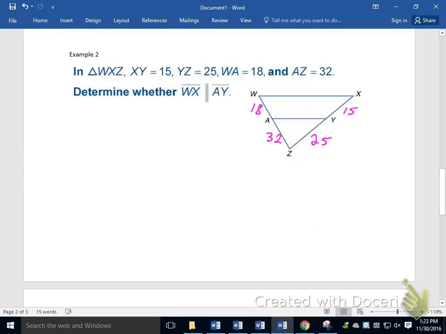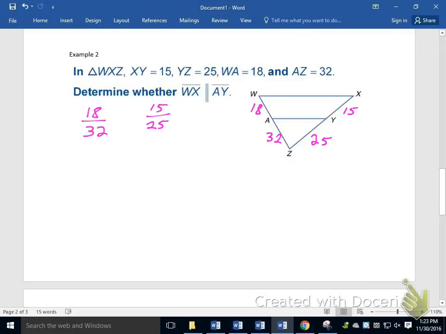Alright, this problem is actually kind of the converse of what we just did. So we're wanting to know if segment WX is parallel to segment AY. To do that, I'll actually make proportions and compare them. So if I do 18 divided by 32, I'll compare that, and I'll do 15 divided by 25 and see if they come out to the same ratio. If they do, those lines are parallel. If they do not, they're not parallel.